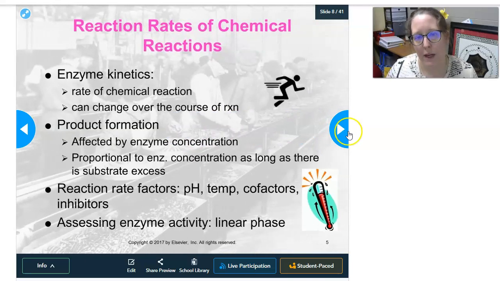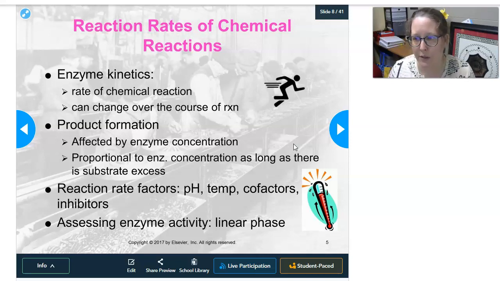Let's talk a little bit about reaction rates of chemical reactions. Enzyme kinetics have to do with the rate of the chemical reaction, and that rate can change over the course of the reaction. So basically, how fast are they making the product from the substrate? The product formation itself is going to be affected by enzyme concentration, meaning the more enzyme you have, the faster the product is going to be made.